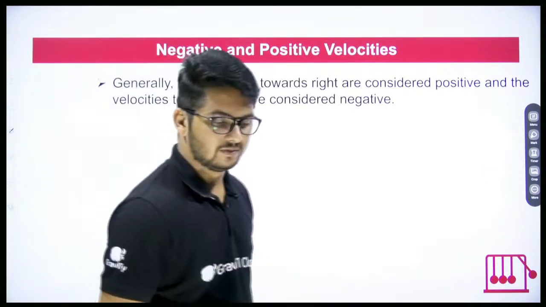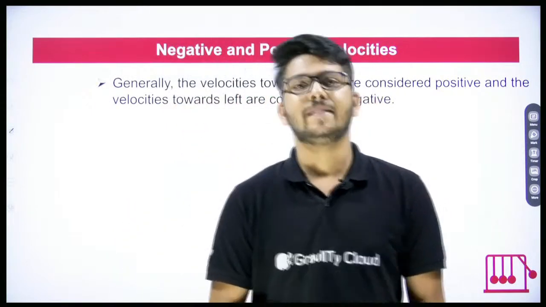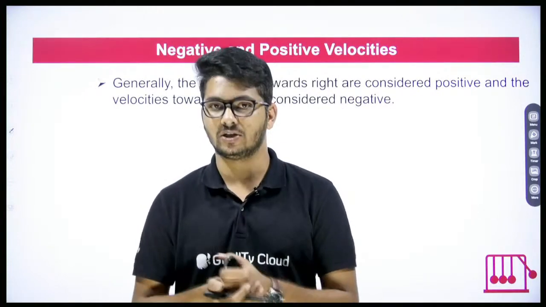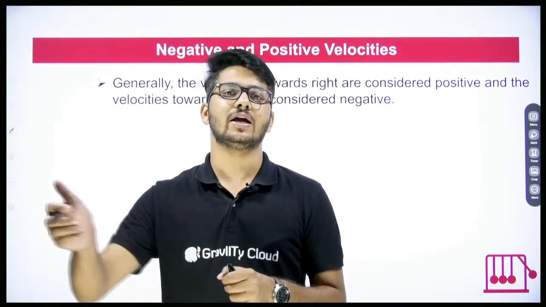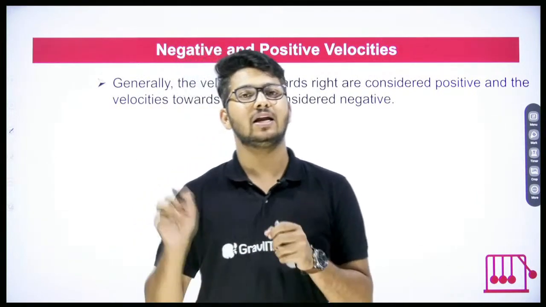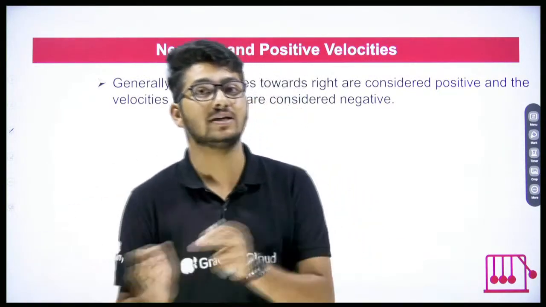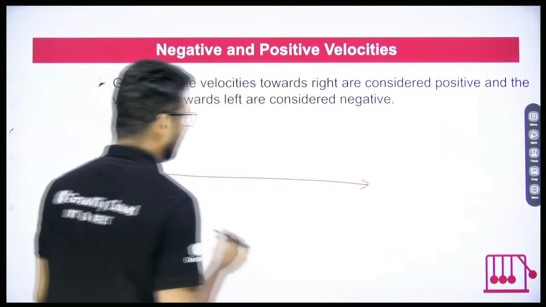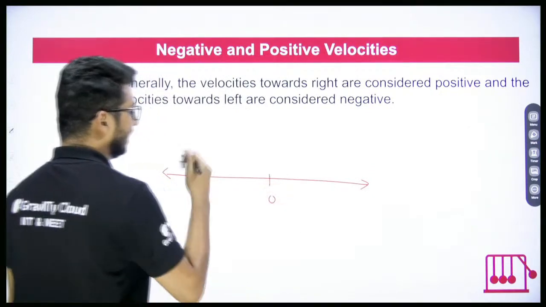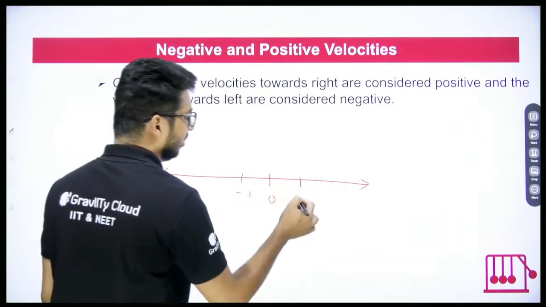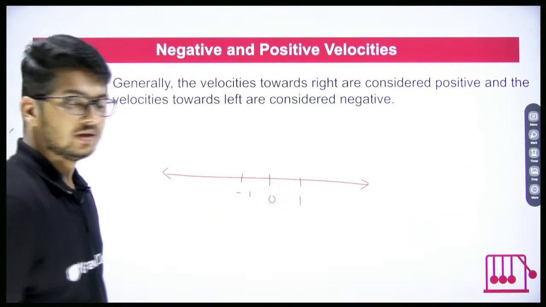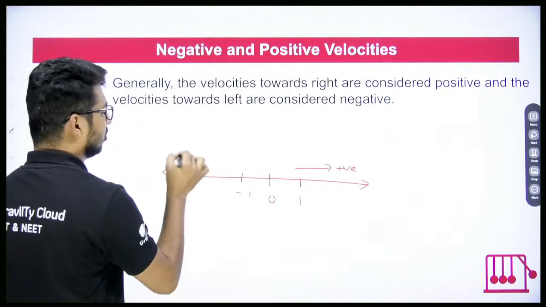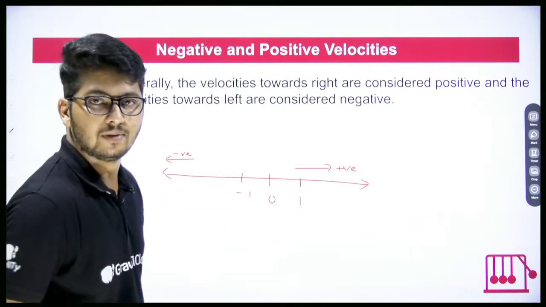Now, there is one important point that we have to understand. Velocity is a vector quantity, so it has direction. So mathematically, how do we take care of direction? We use plus and minus, positive and negative signs. A very simple example, if we take a number line, you have zero, and then towards the left you have negative and towards the right you have positive. So right is positive and left is negative, even in the case of a number line.